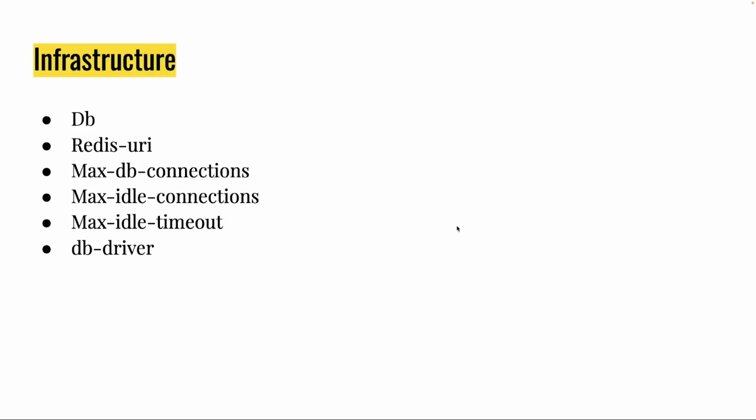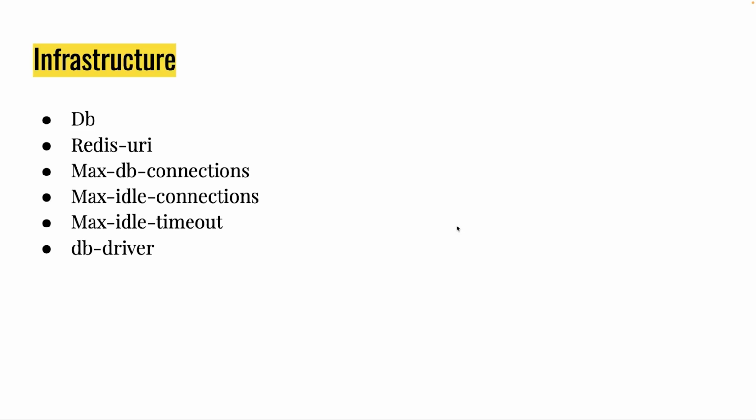From the infrastructure side, you need to provide your DB URI. To be very precise, you need to provide the URI, not the URL. So it needs to contain your client admin, your client username, password, and all the connecting host and port and everything. You also need to provide your Redis URI, which, if you are using our Docker Compose file, you will see is just running on the localhost port. If you want, you can provide the DB connections, idle connections, those kinds of things. But again, we have the default values there.